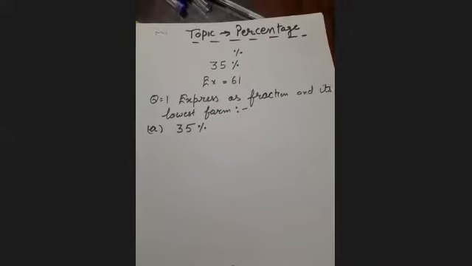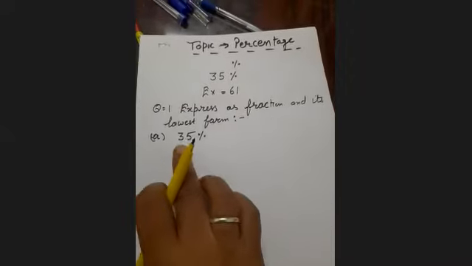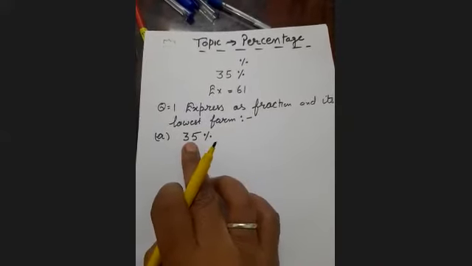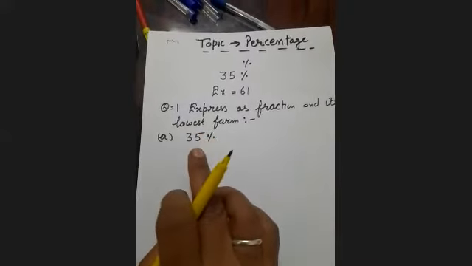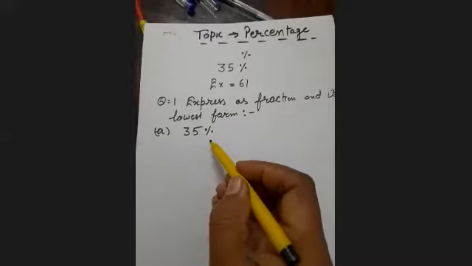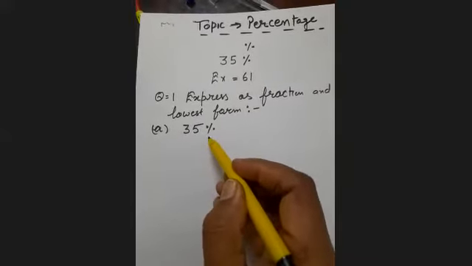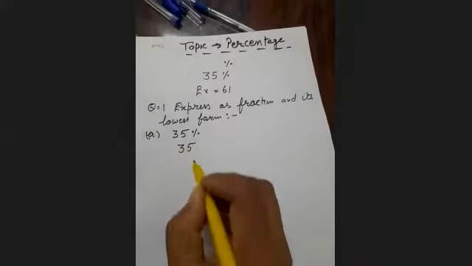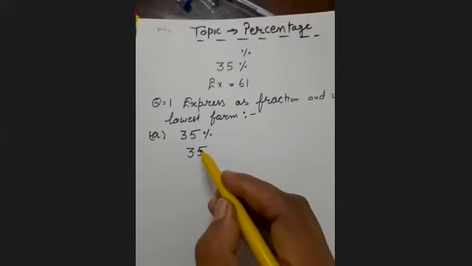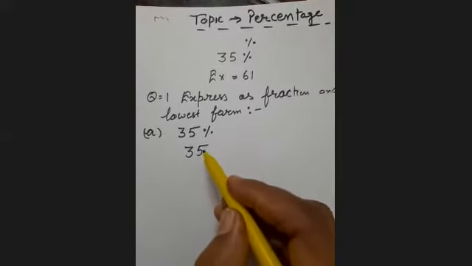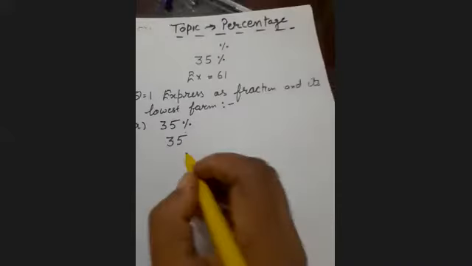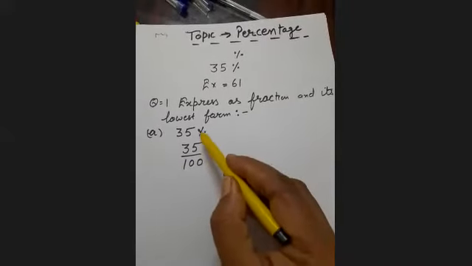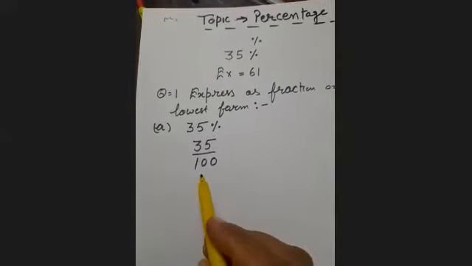Then we will convert it to its lowest term. First, convert 35% as a fraction. As I explained earlier, percentage means out of 100. So when we convert this number into a fraction, we'll write 35 upon 100. Now remove the percentage sign. So this is the fraction form of this number.